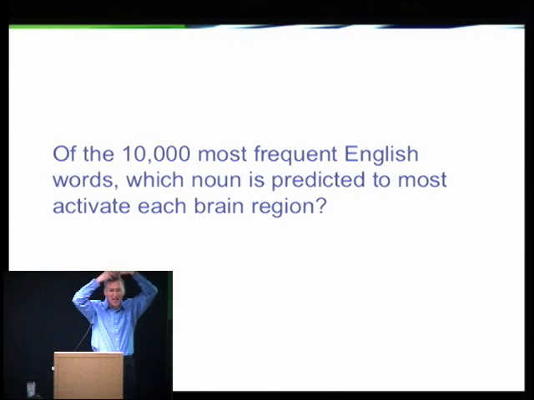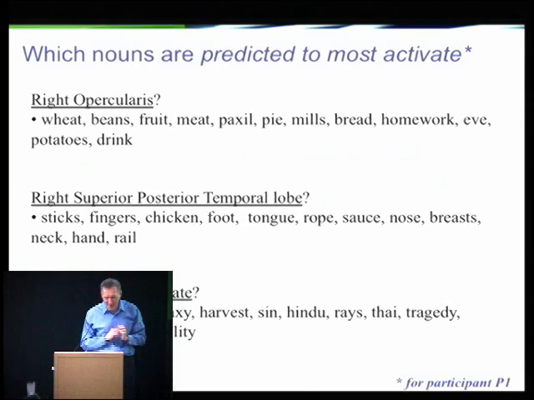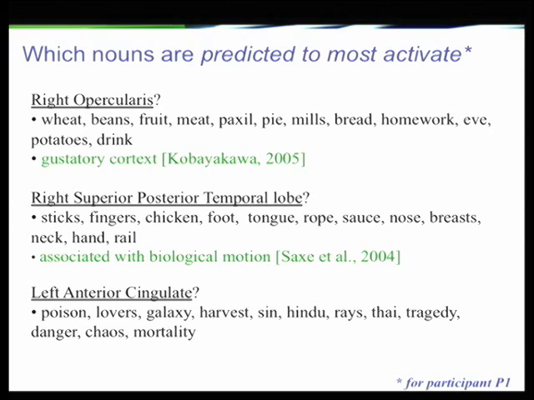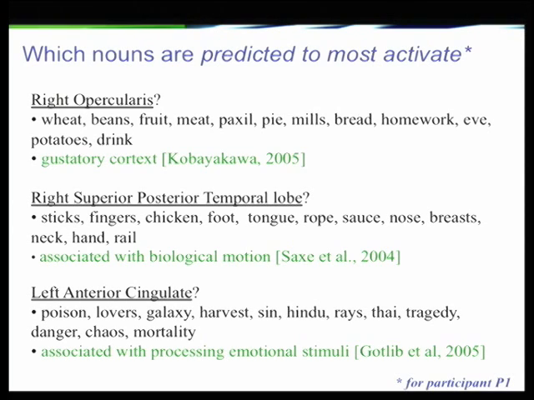We took 72 anatomically defined regions in the brain and just asked which nouns are predicted to most activate different areas. So for right opercularis, you remember that's actually gustatory cortex, the noun out of the 10,000 most frequent words that's most predicted by our model to activate this is wheat and these other words. On the other hand, this region has a very different profile of words. And my favorite is left anterior cingulate. If you start poking around in the literature, people had previously published this thing about gustatory cortex, about biological motion, and left anterior cingulate, people believe is associated with processing emotional stimuli.